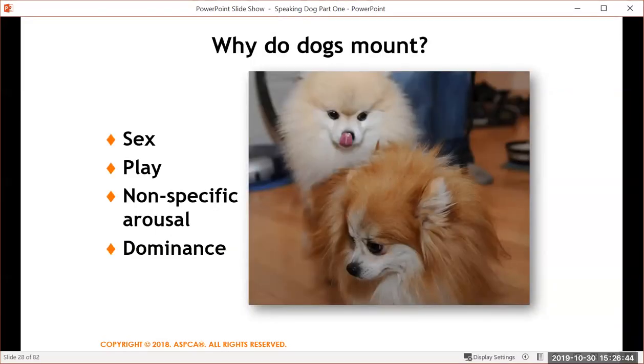Another behavior that you see in the context of play is mounting. It's not only in the context of play, though. Obviously, you see it as a sexual behavior, but it can also be just an expression of non-specific arousal. And it can occur in the context of a dominance interaction where one dog is attempting to dominate the other. Mounting is not an indication of something bad happening. It's what dogs do, and that's the same whether they're mounting people or dogs. It can be any one of these contexts.